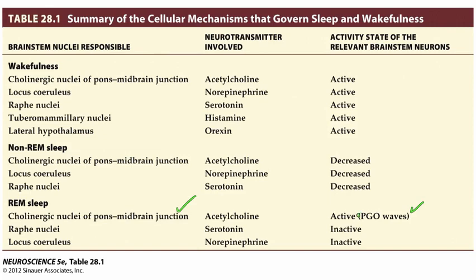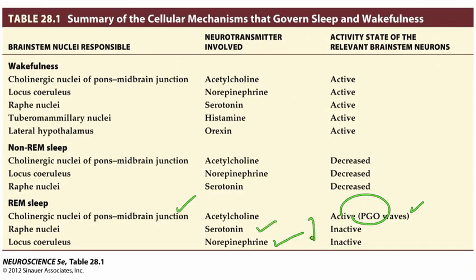These are called pontogeniculo-occipital waves, or PGO waves. So there's a very distinct pattern of activity that's present in these brainstem cholinergic neurons. Meanwhile, some of the other amine neurotransmitter systems that otherwise might support a more wakeful condition are inactive. This would include our norepinephrine system and then the indolamine system involving the neurotransmitter serotonin.